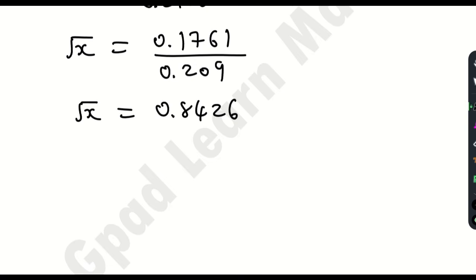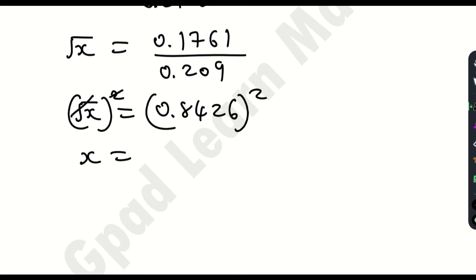And we're almost done. To get rid of the square root here, I will square both sides. So the square cancels the square root, and you have that x is equal to the square of 0.8426, which is 0.71. And this has been rounded off to 2 decimal places.